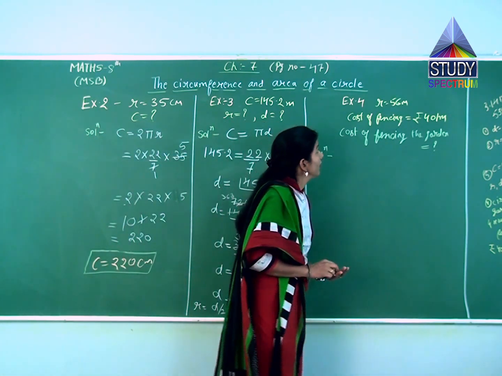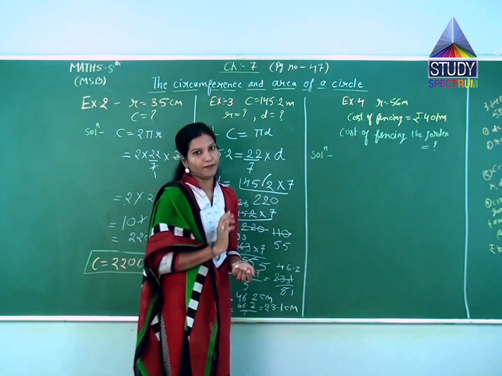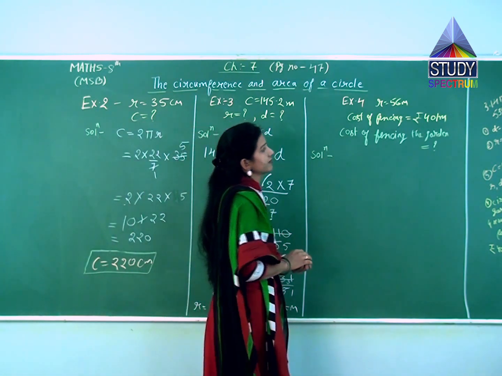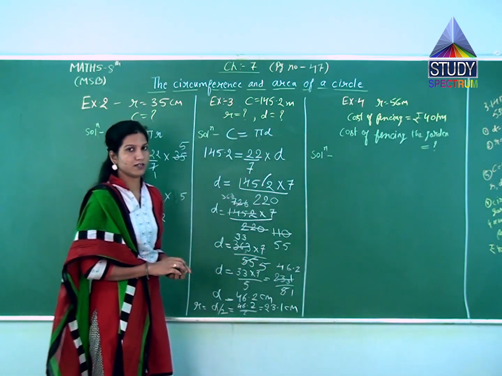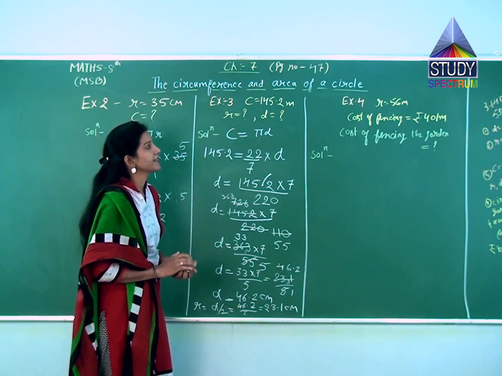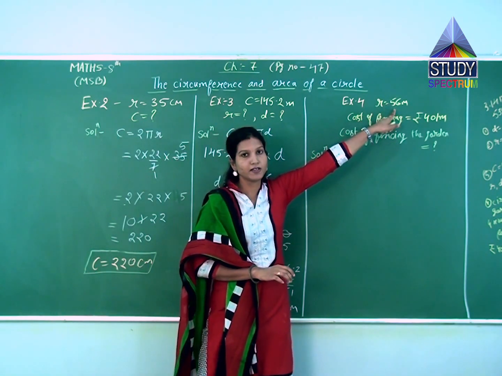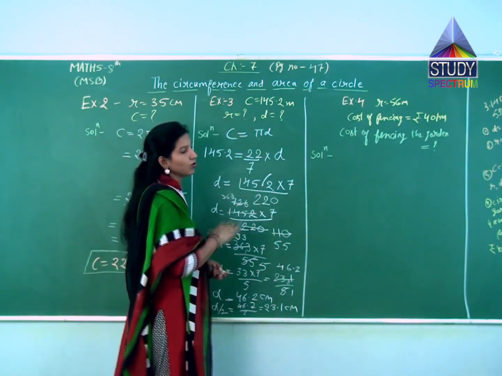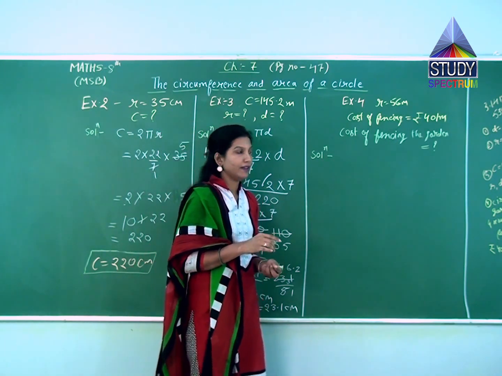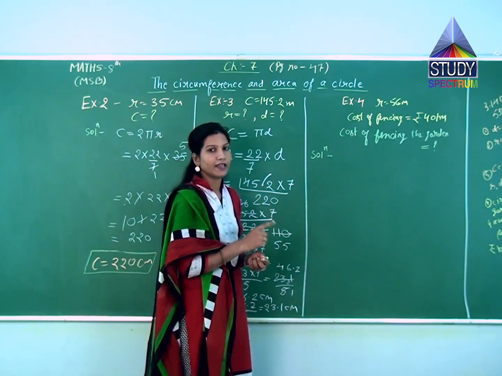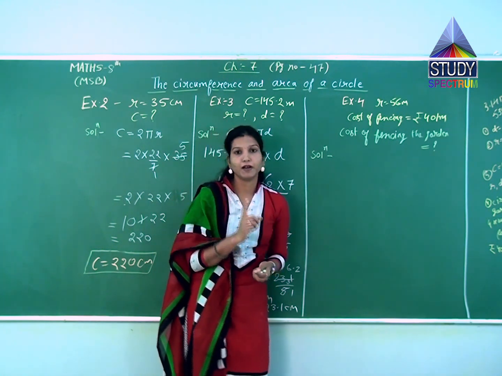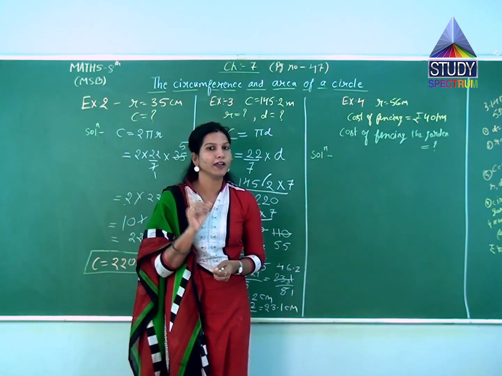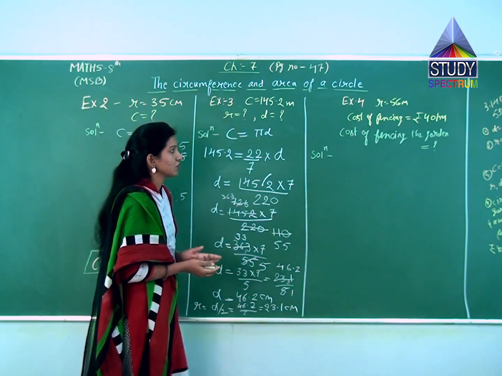Now question number 4, means example number 4. In this question we have given a circular garden with radius 56 meters. What is given? A circular garden with radius 56 meters. The radius is given 56 meters. Someone wants to fence this whole circular garden, and the cost of fencing the garden is ₹40 per meter.